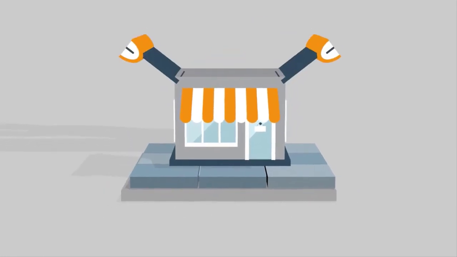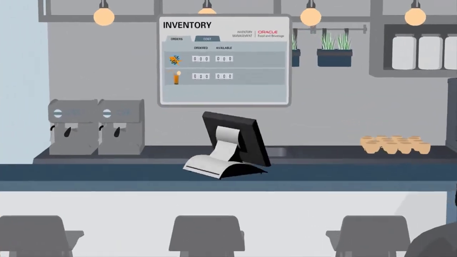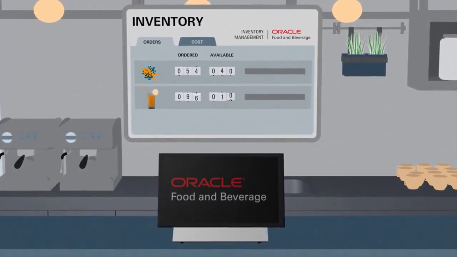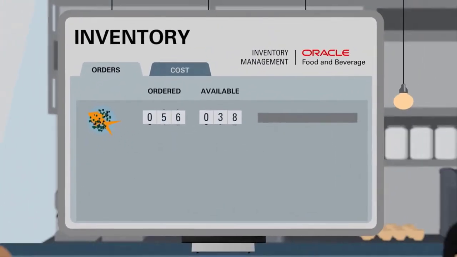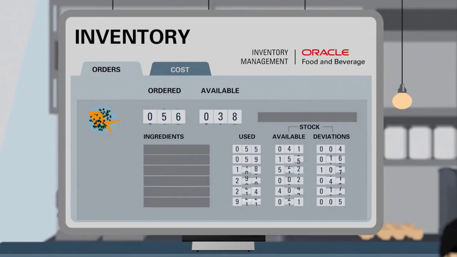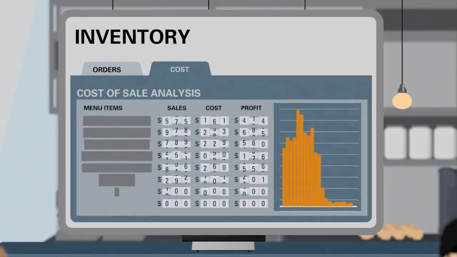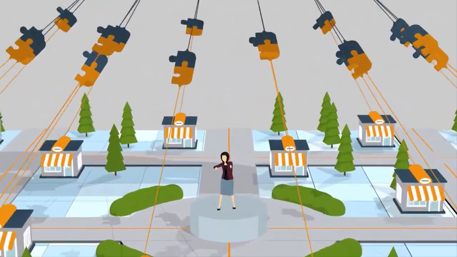All of this is possible because inventory management is integrated with Lauren's point of sale system. It provides real-time stock on hand. Every time a dish or drink is purchased, her inventory is updated. She knows what's been ordered, what is being used, and what is being lost through waste or theft. She also knows the cost of sale of every item on her menu. With that information, she's more profitable than ever. Great job, Lauren.